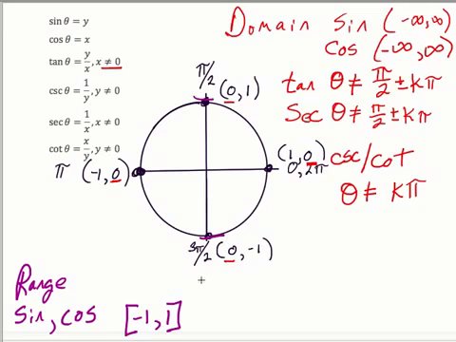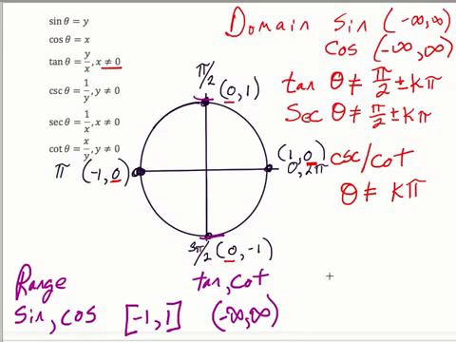For tangent and cotangent, these are ratios where the numerator runs between negative 1 and 1, and the denominator runs between negative 1 and 1. Now what happens when this x value gets closer and closer to 0? That's going to make this rational expression get larger and larger, whether it be positive or negative. So with the tangent and cotangent, the range is going to be negative infinity to infinity.